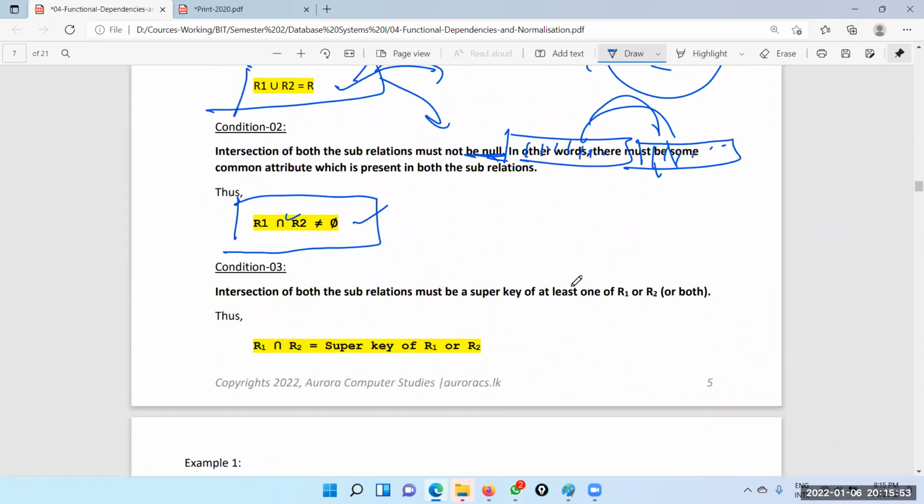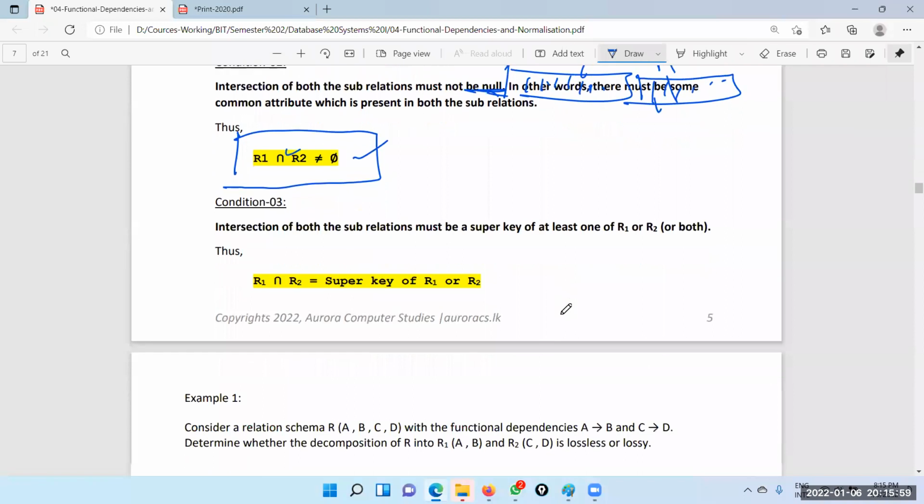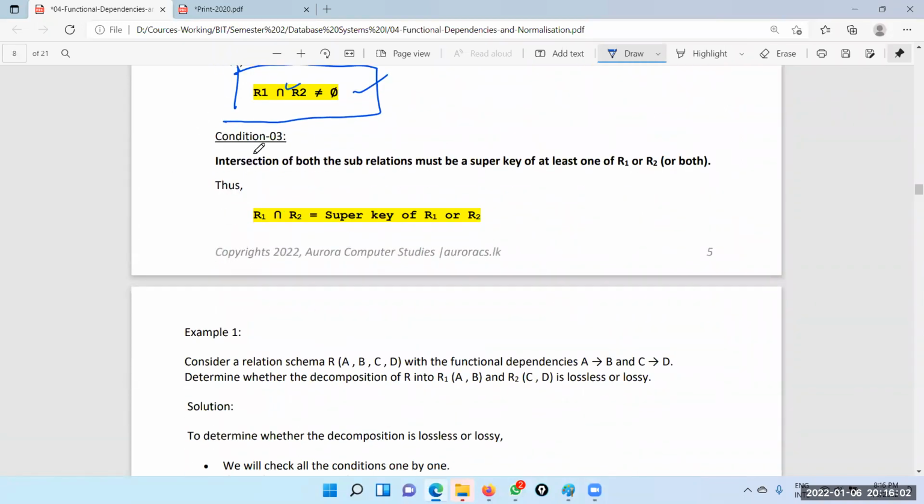So that is the second condition. Now you can see what condition makes sense. And the third one is a little bit more interesting. That is the final condition. The intersection of both the subrelations must be a super key of at least one of R1 or R2 or both. Again, intersection. Earlier it says the intersection must not be empty. Now it says the intersection of R1 and R2, the common field or fields, must be a super key of R1 or R2 or both.